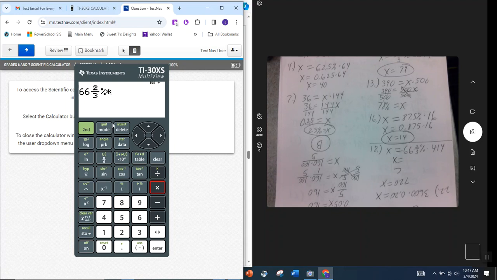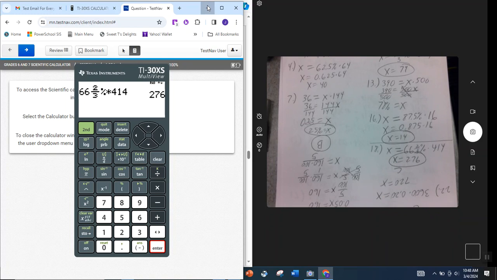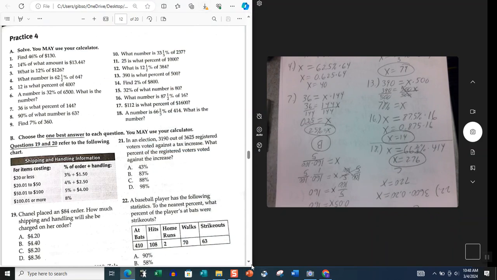Now you notice it doesn't have that arrow percent because it's not supposed to have that. Then we'll multiply this by 414 and press enter. So it's 276. And the calculator did all the work. And so we are done with that problem.